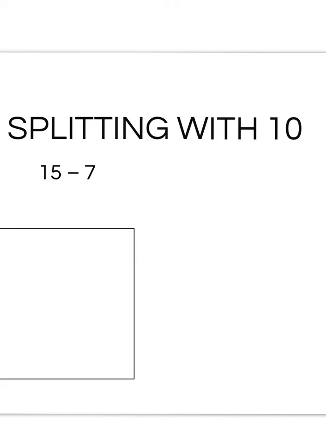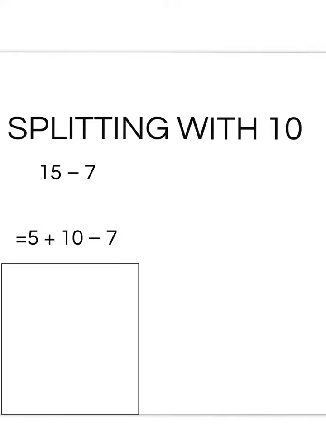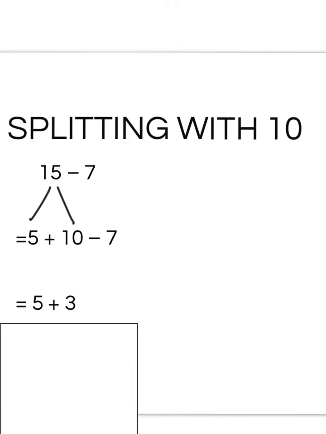Students can also subtract with splitting their number into the 10. So for example, they could split the big number, which is 15 in this case, into 5 and 10. And then they could subtract the 7 from the 10, which would give them 3, and then 5 plus 3, and then add up what's left to get their answer.